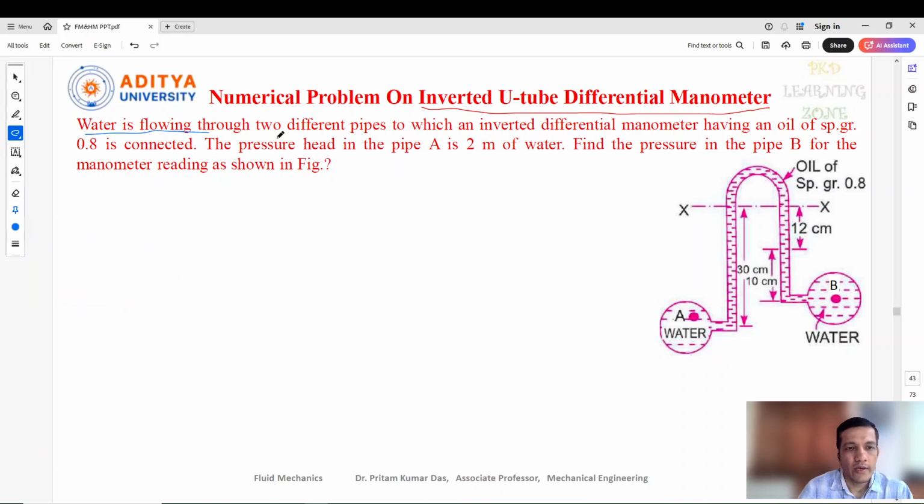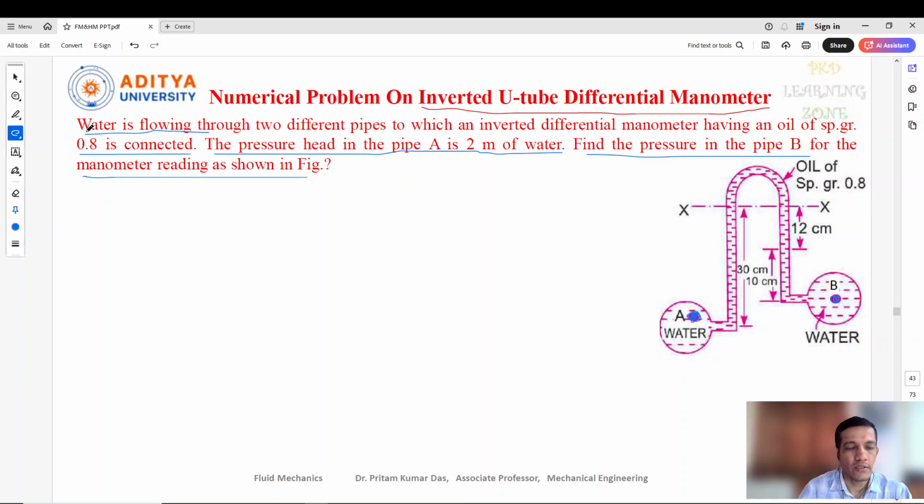Water is flowing through two different pipes to which an inverted differential manometer having oil of specific gravity 0.8 is connected. So two pipes are there, and oil is in the differential manometer. The pressure head in pipe A is 2 meters of water. Find the pressure in pipe B for the manometer reading as shown in the figure.